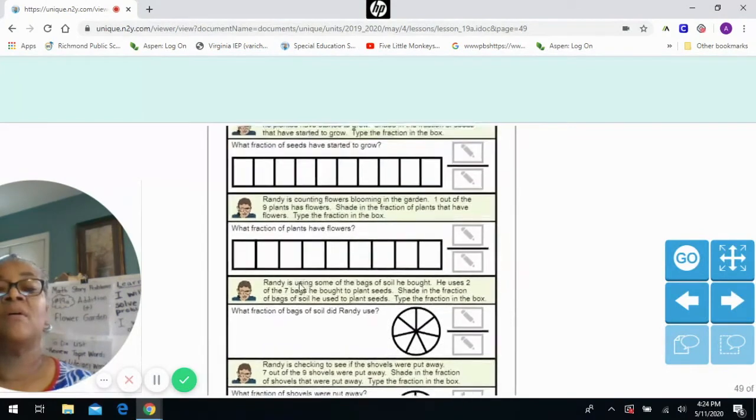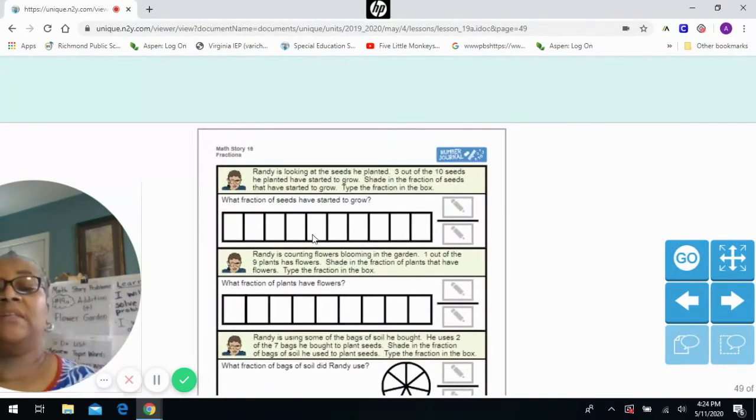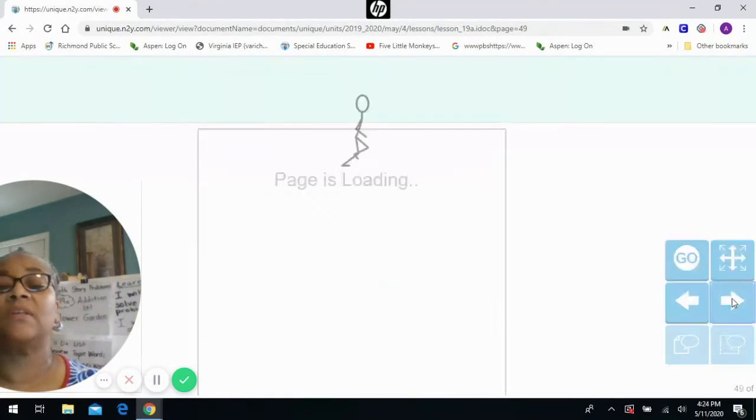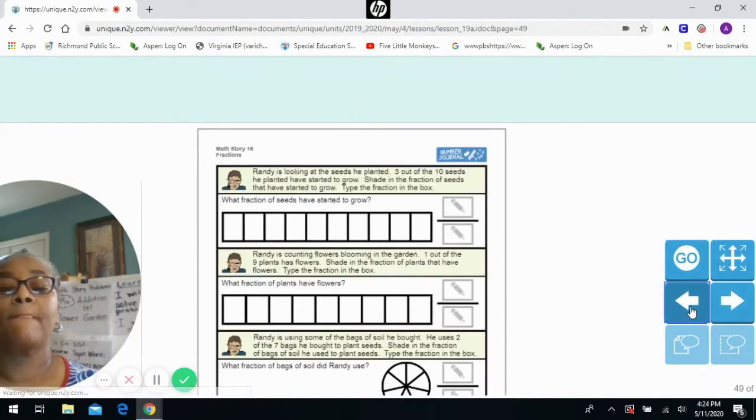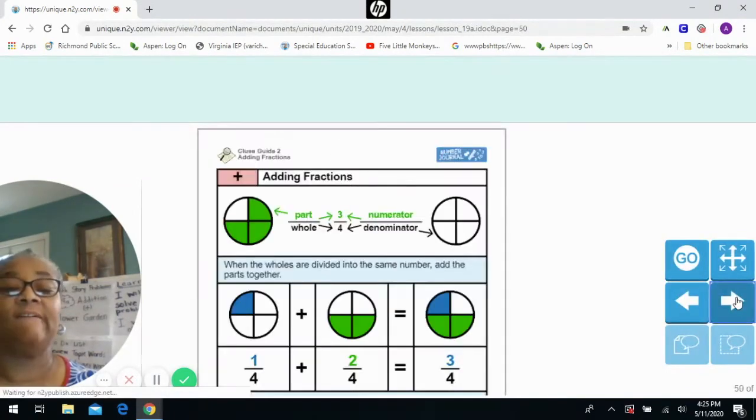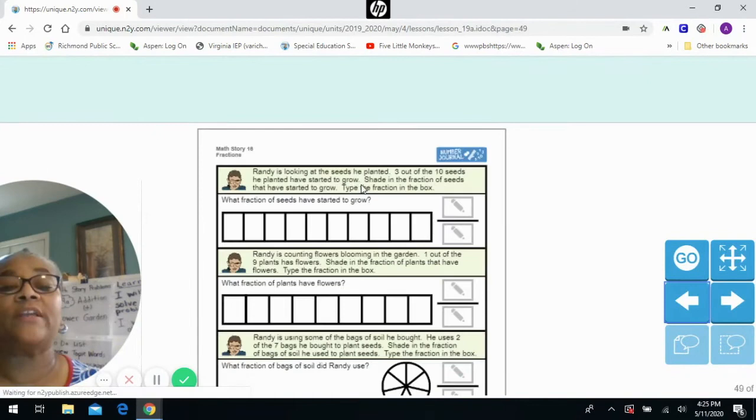Awesome, awesome, awesome. Okay, let's solve some problems. Let's go back. Okay, so it says Randy is looking at seeds he planted. 3 out of 10 seeds he planted have started to grow. Shade in the fraction of seeds that have started to grow.